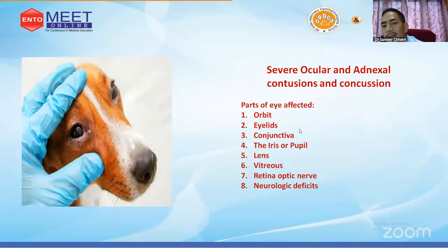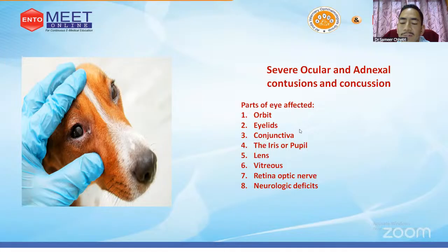So, severe ocular and adnexal contusion and concussion. What are the parts of the eye that are affected? First, coming to the orbit, whenever there is a fracture or a proptosis, then we can conclude that there has been trauma, severe ocular contusion, concussion. In the eyelids, we see laceration and hemorrhage. In the conjunctiva, we see hemorrhage and laceration. In the iris or the pupil, there is no movement because of the trauma. In the lens, there is luxation of the lens.